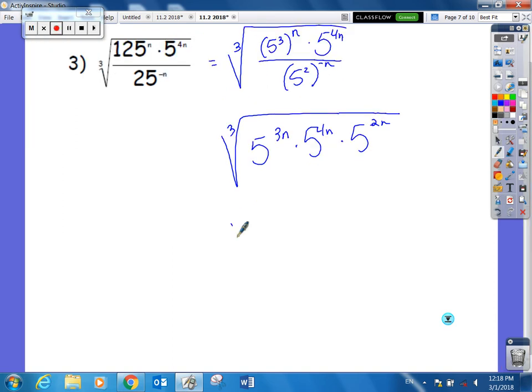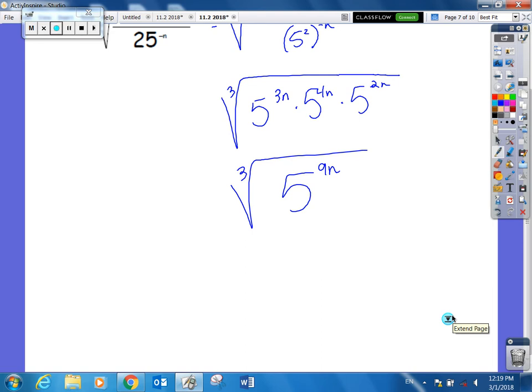Now I still have all this underneath the cube root. These are like bases, so it's not 125, it is 5. Add the exponents to 9n.